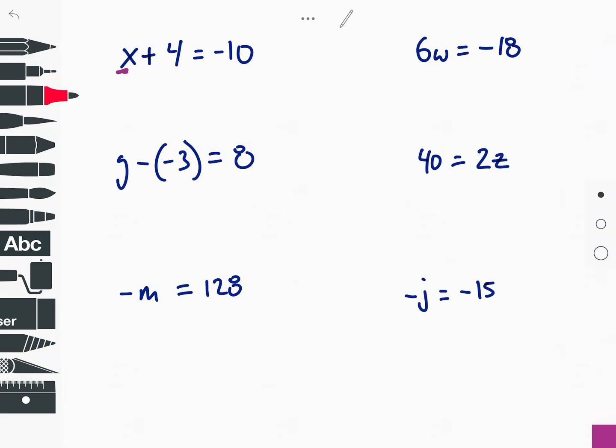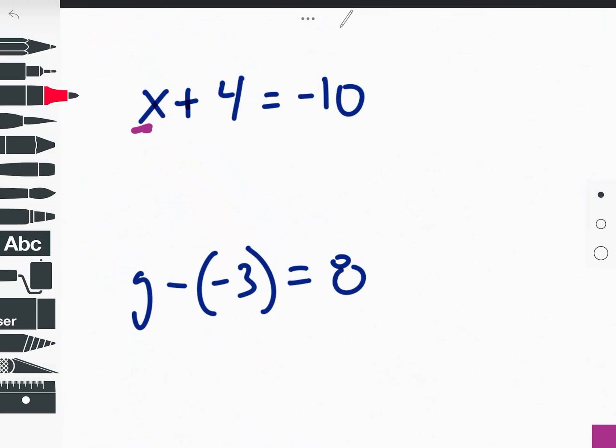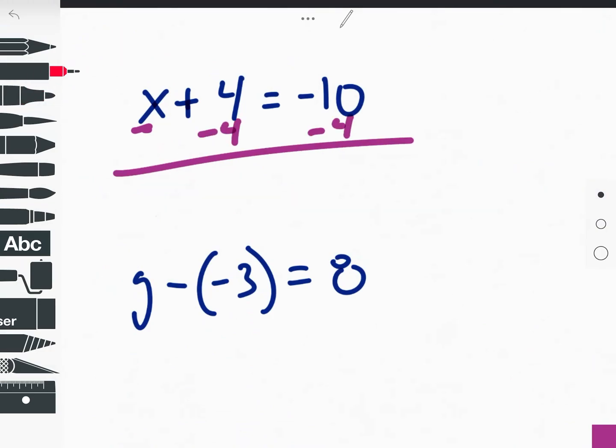I'm looking for my variable, which is x, and 4 is being added to it. So to undo that, I'm going to subtract 4. To undo adding, I am going to subtract 4 from both sides. And so 4 minus 4, those go away, and I'm left with x. They don't really go away, they just turn into 0, which is kind of like going away. So negative 10 minus 4, so keep in mind it's getting more negative, that's going to be negative 14.